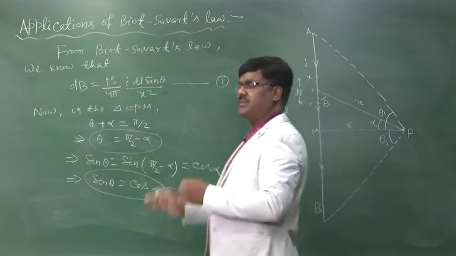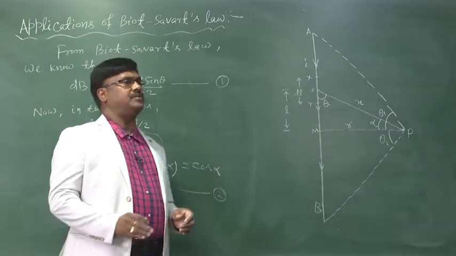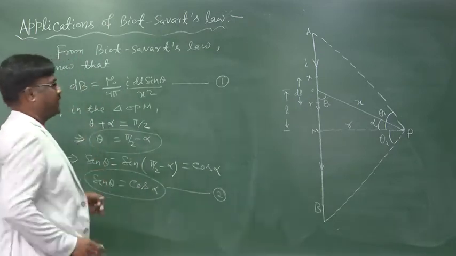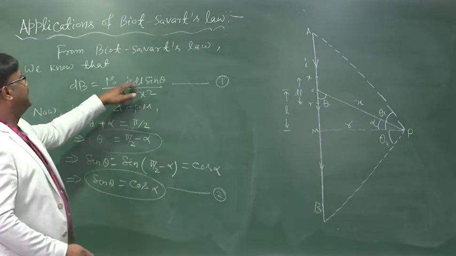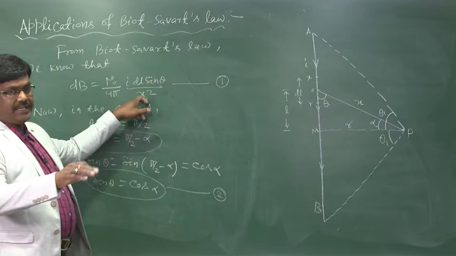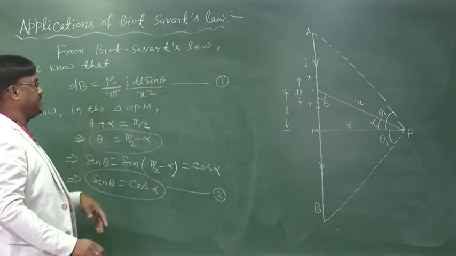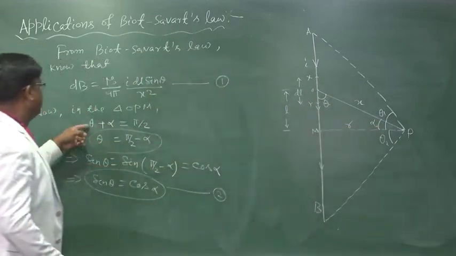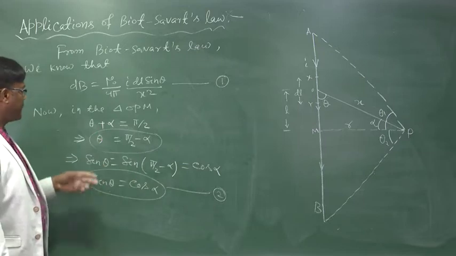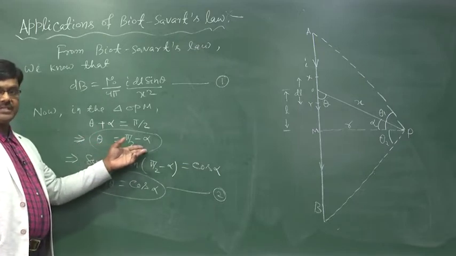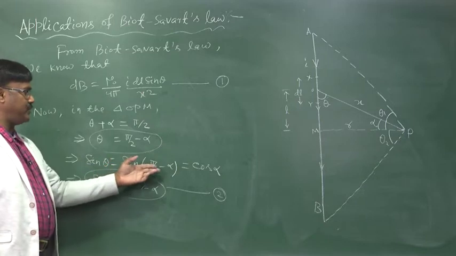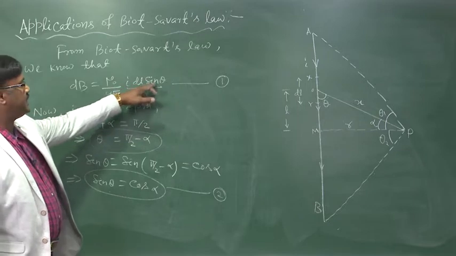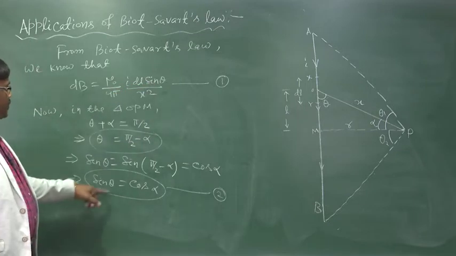Actually, this expression can be obtained in a variety of ways, out of which I am adopting one, for which I have to convert dl, sin theta and x into alpha. I took the help of the triangle OPM, in which theta plus alpha equals pi by 2 and theta equals pi by 2 minus alpha, for which sin theta is equal to sin of pi by 2 minus alpha equal to cos alpha. One variable is converted, that is, sin theta is equal to cos alpha.